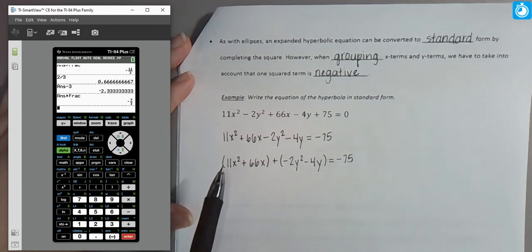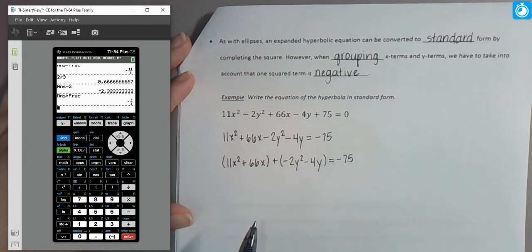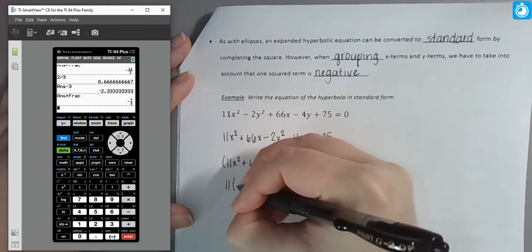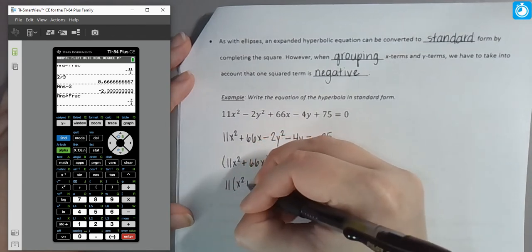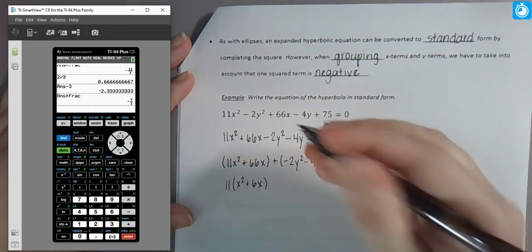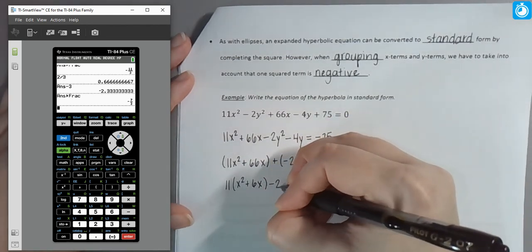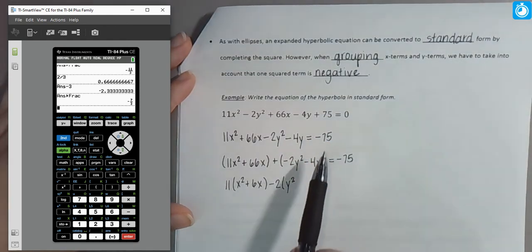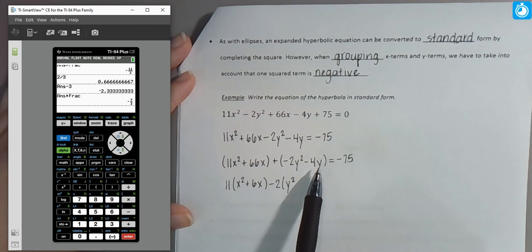So once we get to this point, we're going to factor out the coefficient for each of those squared terms. So I'm going to factor out an 11. That leaves me with x squared plus 6x. And here I'm going to factor out a negative 2. So that becomes a minus 2. And then we need to be careful here. So we're factoring out a negative 2 from the negative 4y.